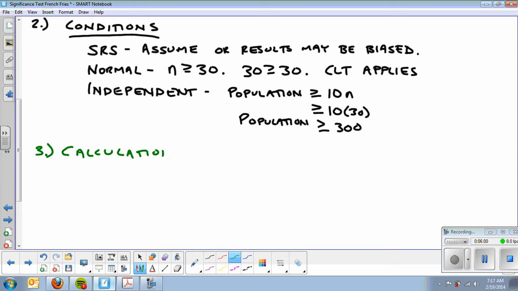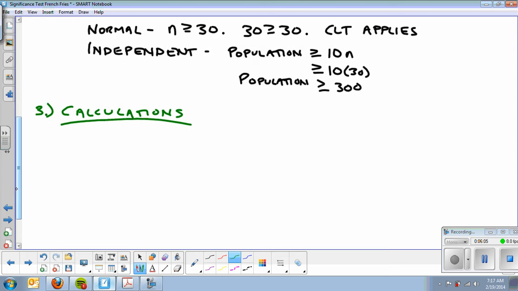Calculations. All right, now, the first thing we're going to do is identify the formula that we're going to use in this problem. And we're going to use a z formula because it's a one sample z test. So z star equals x bar minus mu over sigma sub x bar.